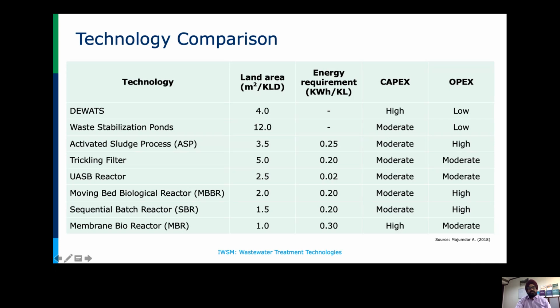Whereas for a membrane bioreactor, the land area is very less, 1 meter square for 1 KLD of wastewater treatment. But at the same time, the capex is high and the opex is moderate, and you also have an energy requirement. So these are some of the characteristics which can define the choice. If you don't have land, then DEWATS and wastewater stabilization tanks will not be very useful.